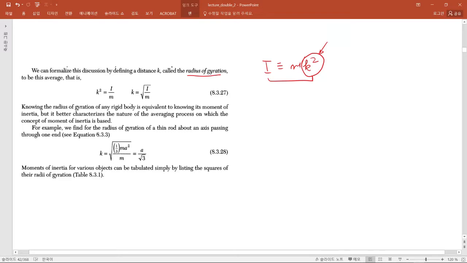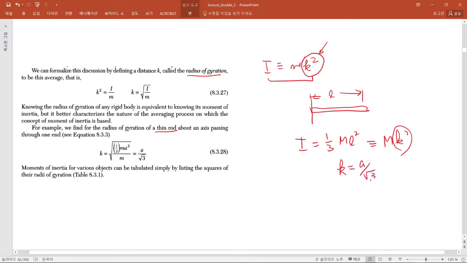Let me give an example here: the radius of gyration of a thin rod passing through one end. Suppose you have a thin rod passing through one end here. We know that I is 1/3 m l squared, which is defined to be m k squared. K is the radius of gyration, and it is a over root 3. Root 3 is about 1.7, so about 0.6. So maybe around here.